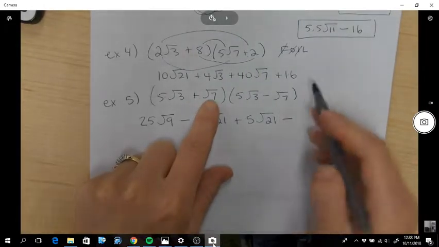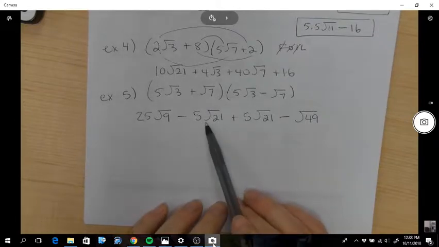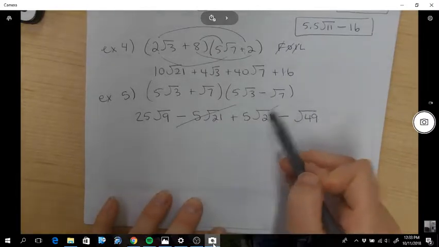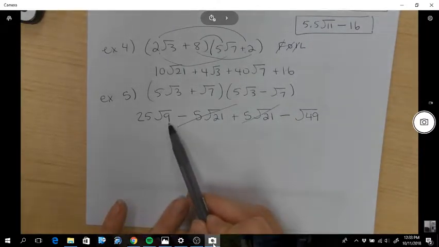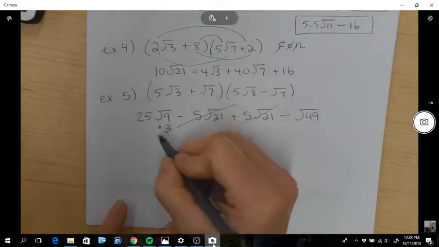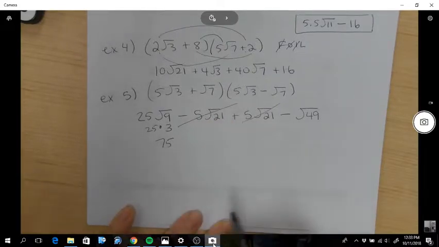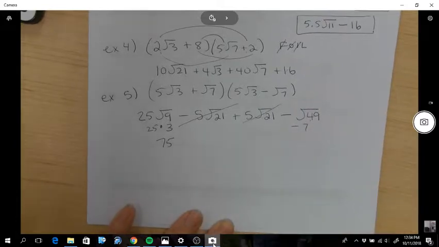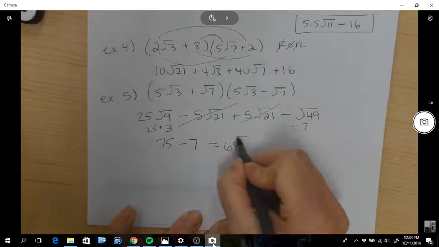7 times 7 is 49, so root 49. Okay, so what happens here with the negative 5 root 21 and positive 5 root 21? Those end up canceling, right? I noticed that this root 9 can be changed to a 3. So 3 times 25 is 75. And then root 49 can just be 7. So my final answer is 68.